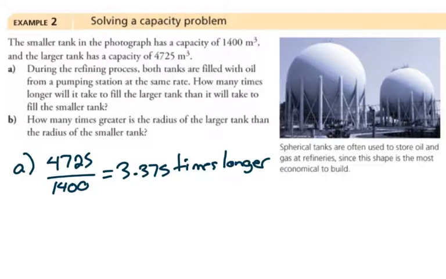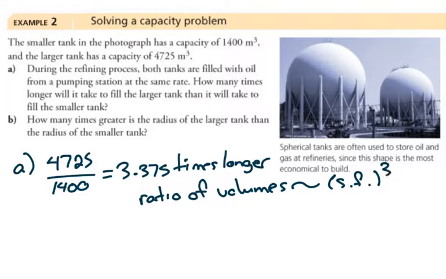Now, looking at this actually leads us into being able to answer question B. Because what we did to determine that ratio was we took the ratio of the volumes, how much oil each one could hold. Well, since we're comparing volumes, which are measured in meters cubed, like with areas were related to the scale factor squared, volumes are related to the scale factor cubed.